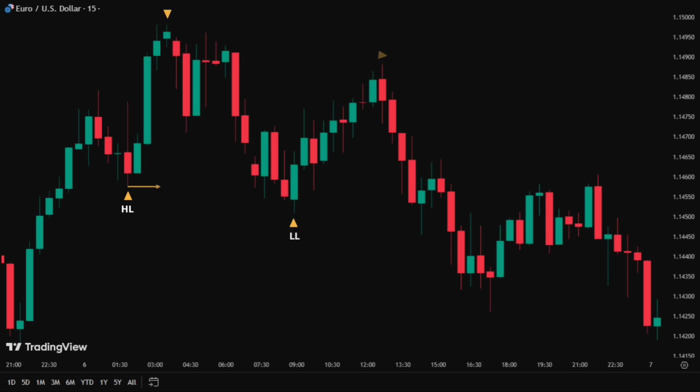When price keeps breaking structure to the downside, sellers are in control. Every bounce is being sold. Buyers cannot sustain any upward move. That is a market you want to be selling in.